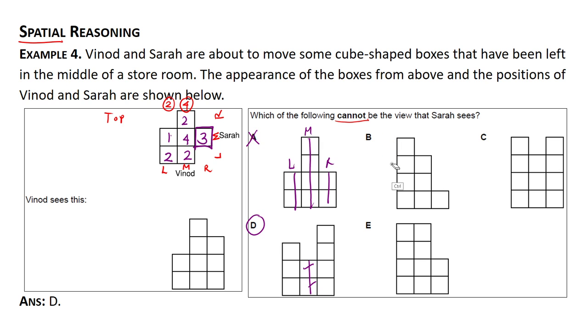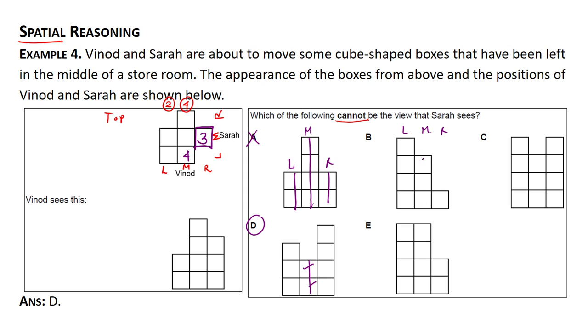Okay, maybe let's do letter B, just to make sure we understand. Again, we don't delete 3 because that's already fixed. Is this a possible view from Sarah? If Sarah sees 4 layers on the left, so this is the left, middle, and right, at least one of them should have 4 stacks. Can we place 4 here? And the answer is no, because from Vinod's perspective, on the left of Vinod, the maximum should be 2. So we cannot place 4 here, so by elimination, 4 should be here.